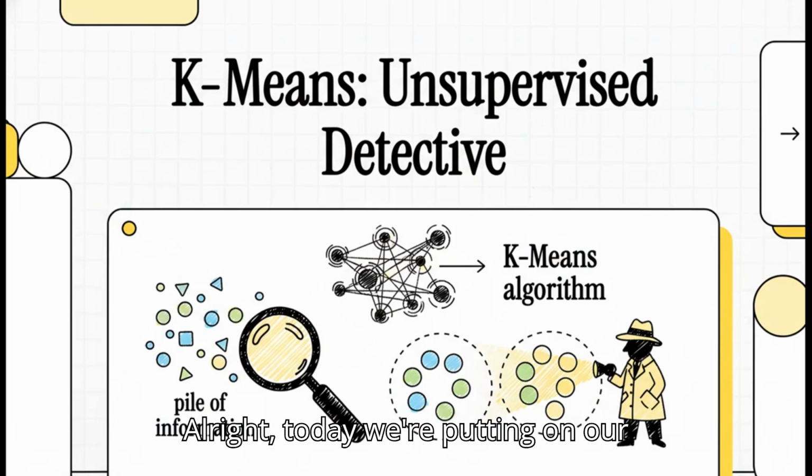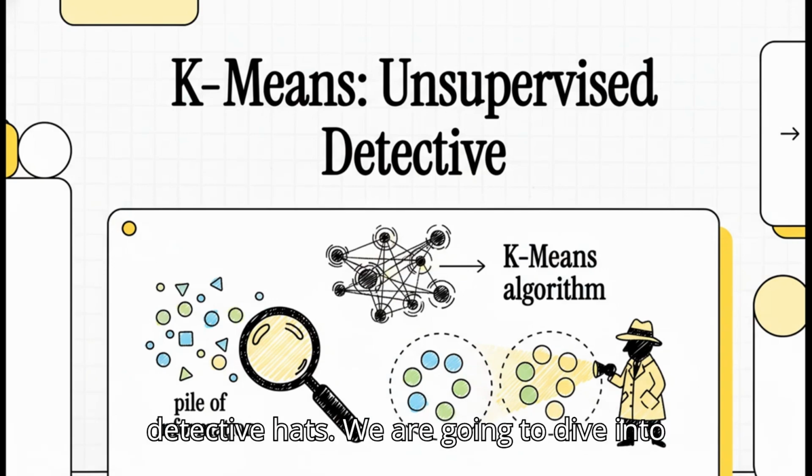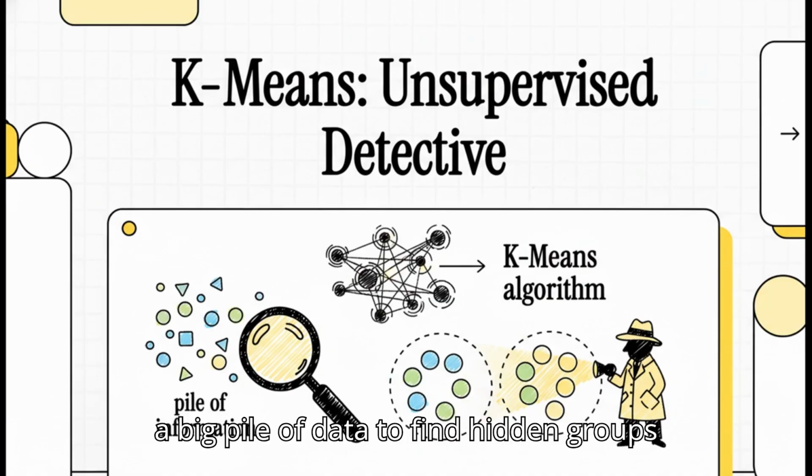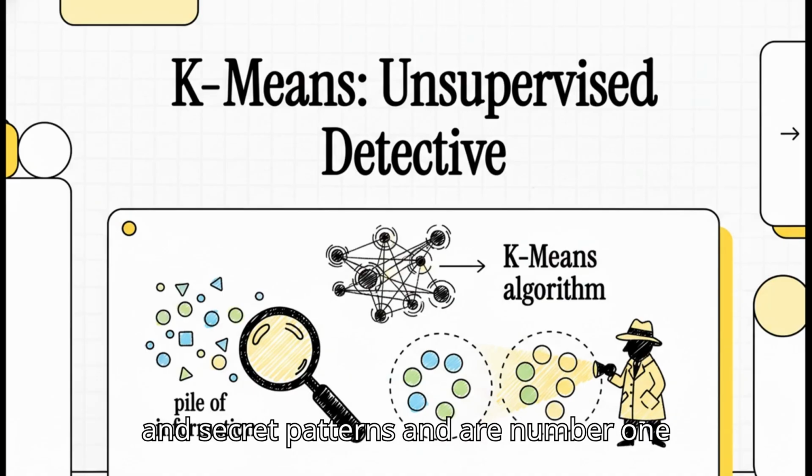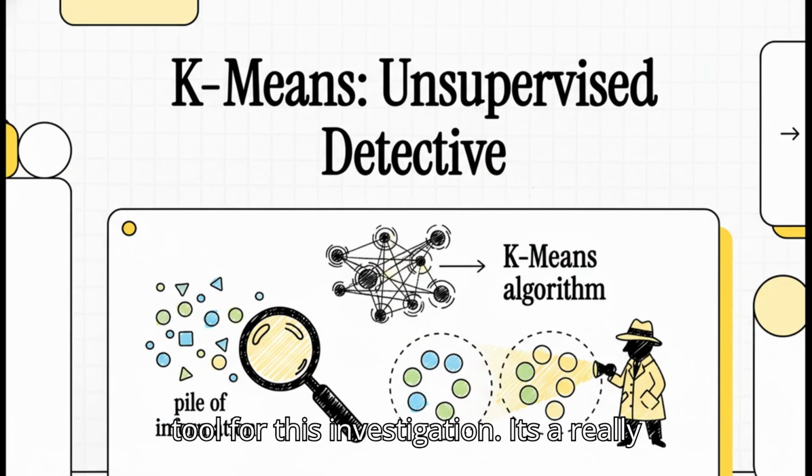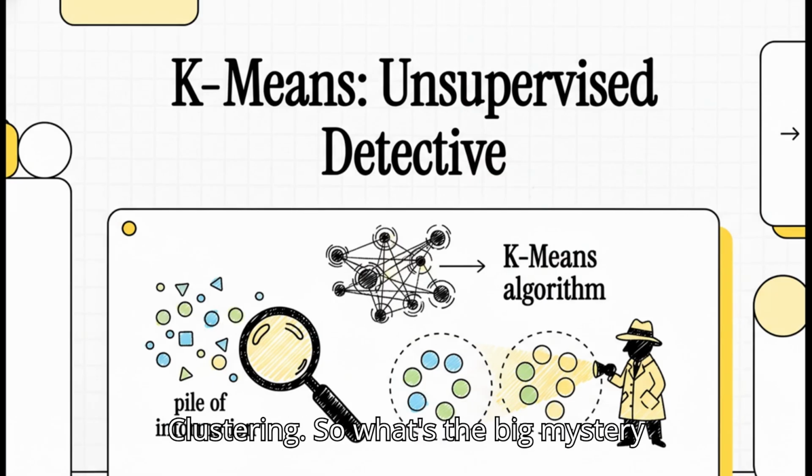All right, today we're putting on our detective hats. We're going to dive into a big pile of data to find hidden groups and secret patterns. And our number one tool for this investigation? It's a really cool algorithm called K-means clustering.